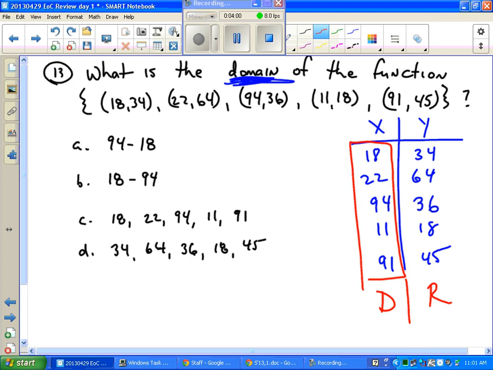No, that's the range, but that's range when you're talking about central tendency. When you're talking about data as central tendency, when you're talking about individual functions in this case, it's the numbers 18, 22, 94, 11, and 91. Had it asked you for the range of this function, you would have given all the Y values, so it would have been D in that case, but it's all of your X values. And again, alphabetical order if you get stuck.